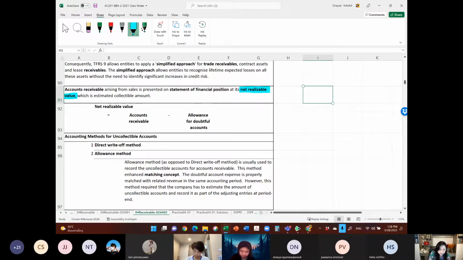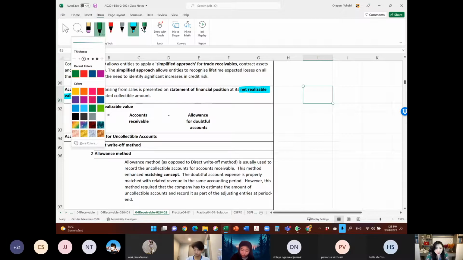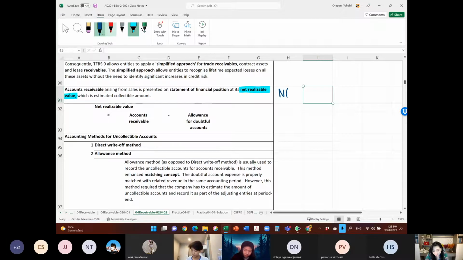The net realizable value can also be called, in short, NRV. So what exactly is this NRV? It is actually estimated, so it's not an actual number. It is the estimated collectible amount. How much do you think you will be able to collect of the accounts receivable in the future? That is the net realizable value, which is an estimated number.